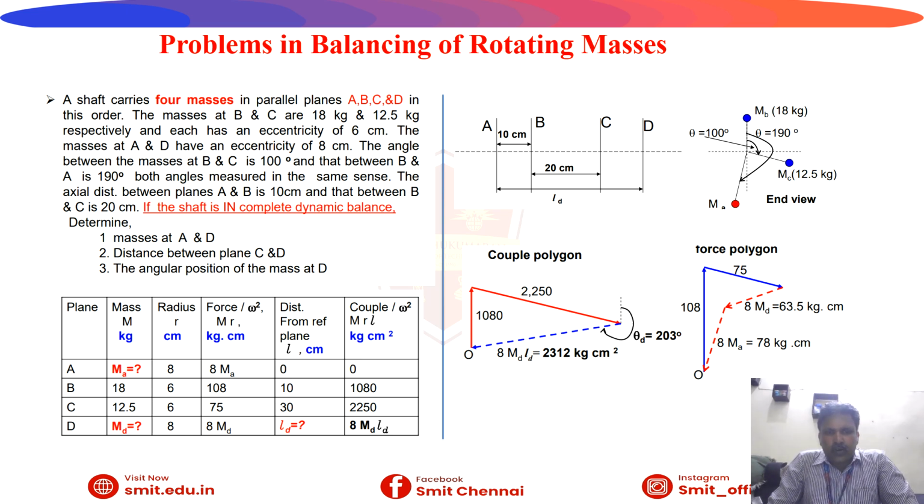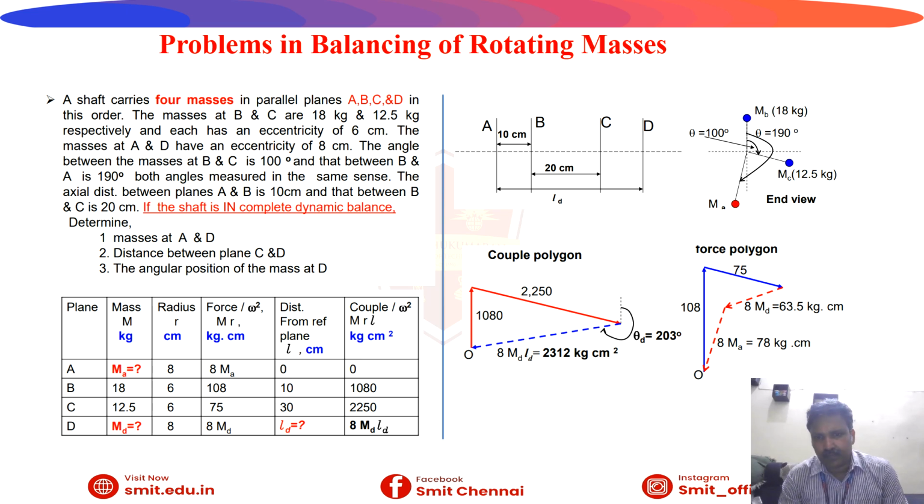Then MD we don't know, only we know the radius of rotation, 8 into MD. LD we don't know, again unknown value, 8 into MD into LD. These are the two polygons you will get based on this tabular form only. Already two unknowns are there. How will you get the unknowns? From the closing side of the polygon you will get the unknown.